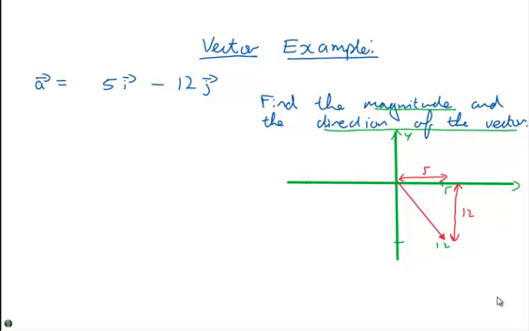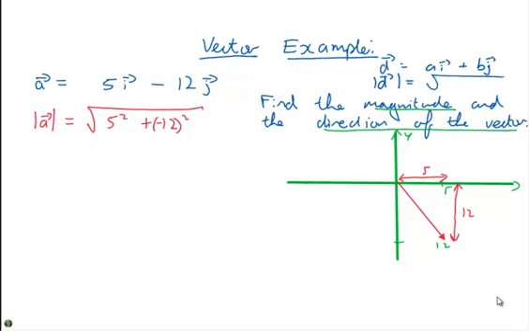Now if you remember, we have a formula for the magnitude of any vector. The magnitude of A will be equal to the square root of 5 squared plus minus 12 squared. This comes from the fact that if we have a vector ai plus bj, the magnitude would be equal to the square root of a squared plus b squared.